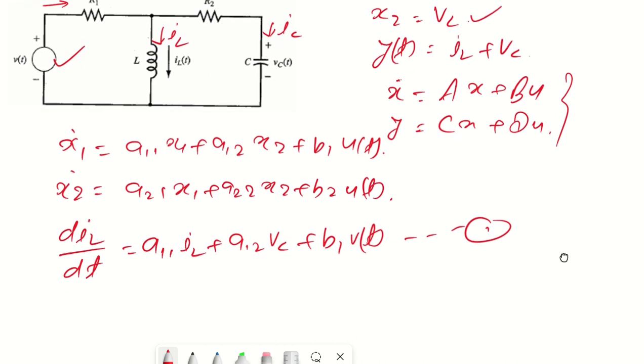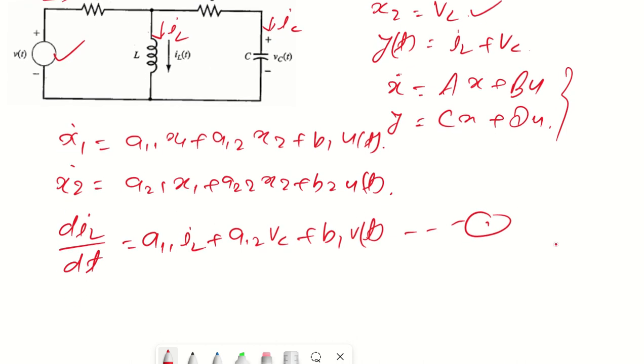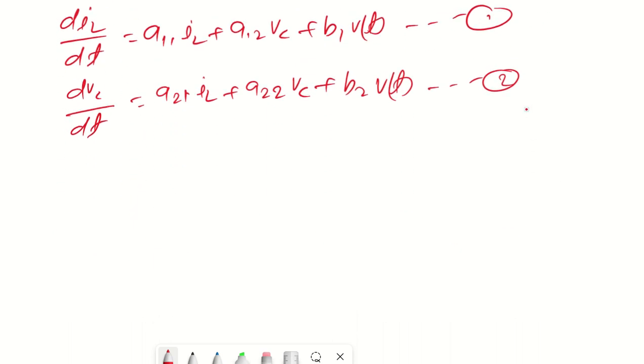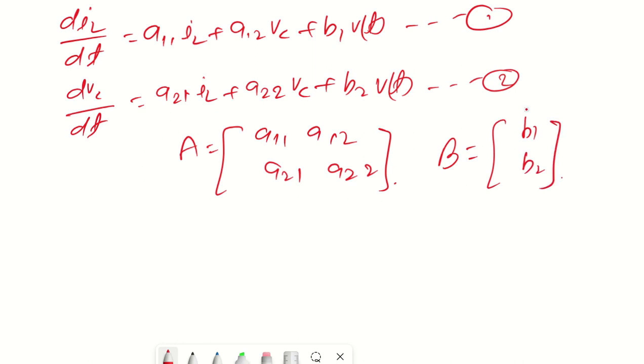Similar to that, I can write x2 dot as dVC by dt, which can be written as a21 IL plus a22 VC plus b2 v of t, which is your input. Let us say this is my equation number 2. So you have the complete equations now, dIL by dt and dVC by dt. Our aim is to identify my A matrix, which is going to be a11, a12, a21, a22, the matrix B, which is going to be b1, b2, and the matrix C, which is going to be c1, c2, something like that.